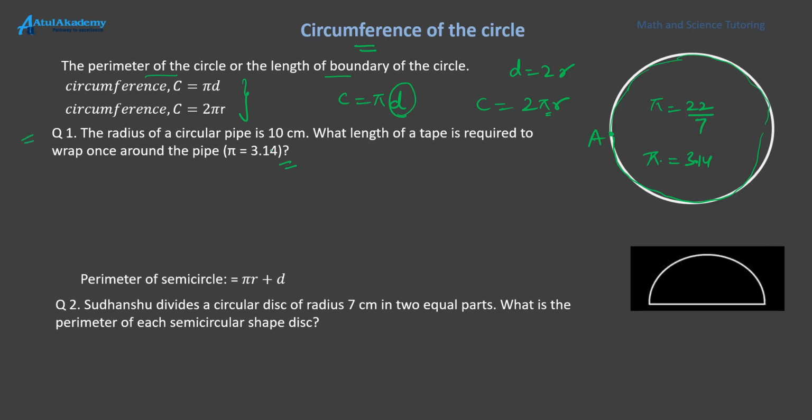The radius of a circular pipe is 10 centimeters. What length of tape is required to wrap once around the pipe? So the radius is given. We know the formula. Length of the tape means you need to wrap a tape around this circle. So let's calculate. Circumference is 2 pi r. The value of pi is given as 3.14. The radius is 10. So just multiply it by 2. 2 fours are 8, 2 ones are 2, 6 into 10. The decimal place shifts when you multiply by 10, so it's 62.8 centimeters. So 62.8 is the length of the tape required to wrap around the pipe.